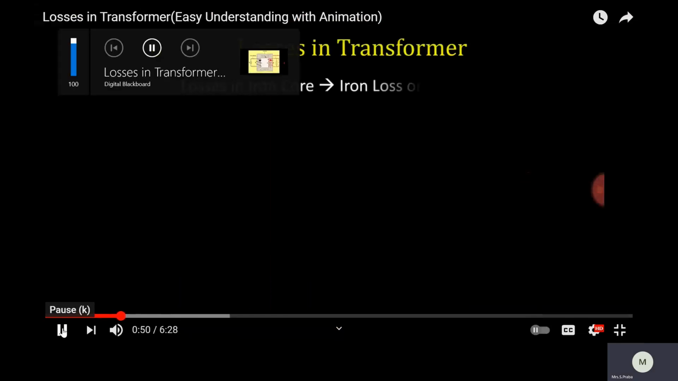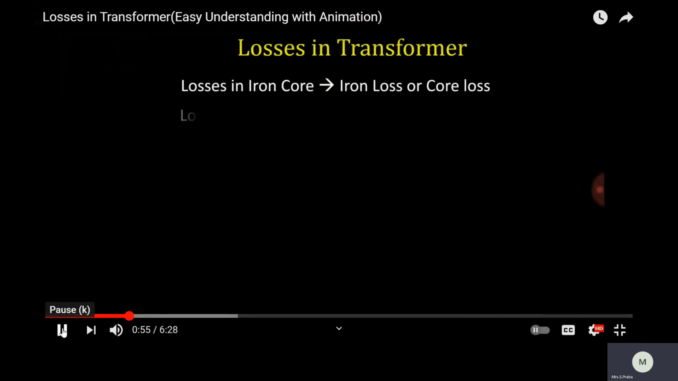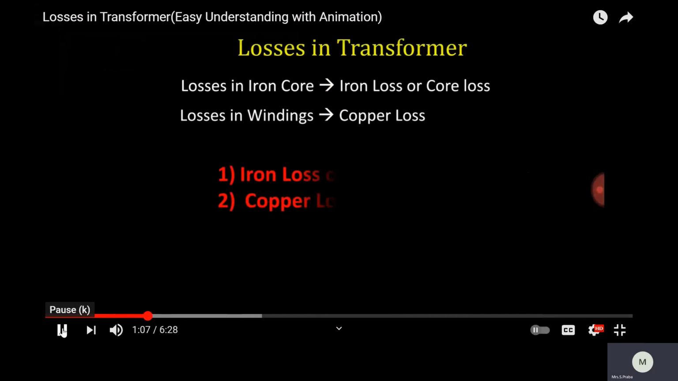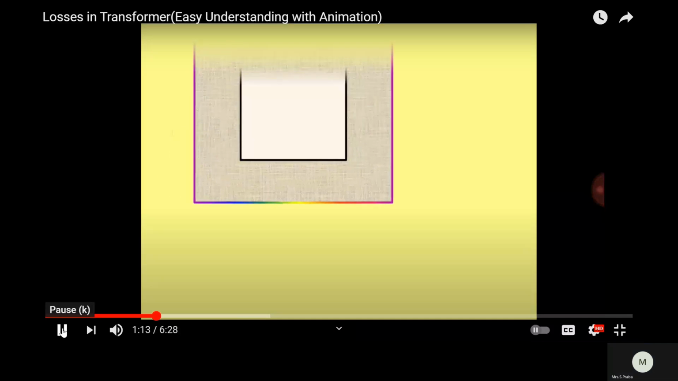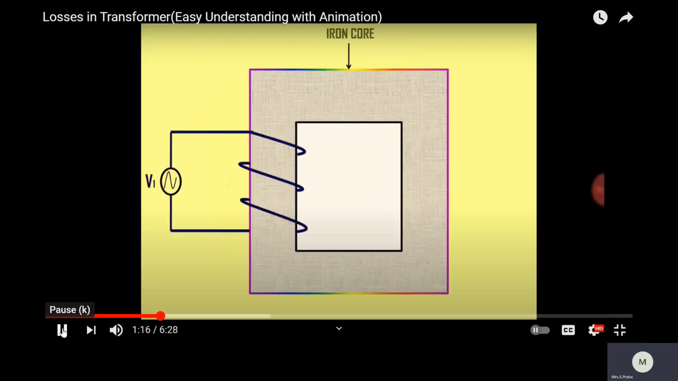The first loss takes place in the iron core, and is called iron loss or core loss. The second loss, which takes place in the primary and secondary winding, is called copper loss. As the primary and secondary windings are made of copper wire, it's mainly called a copper loss. So these two losses are there, iron loss and copper loss. We are going to discuss each loss in detail. First of all, we will discuss the iron loss.